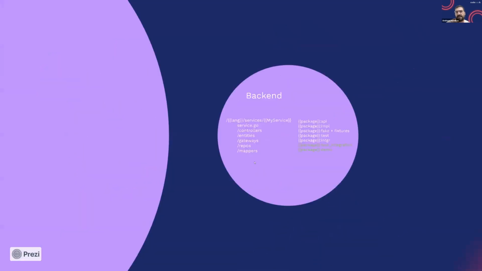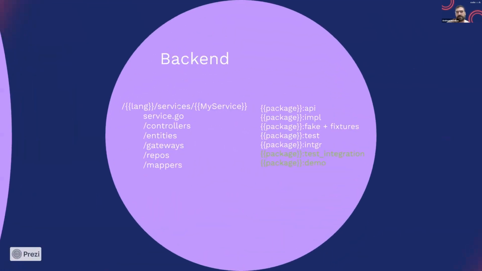At the backend repository, that usually looks like a service domain where each service gets its own directory. And then within there, you would see some of these standardized MVC structures where you have controllers, entities, gateways to access your downstream dependencies, repos if you're accessing the database directly, and mappers in order to map from downstream dependency models into your local domain model for the particular service.